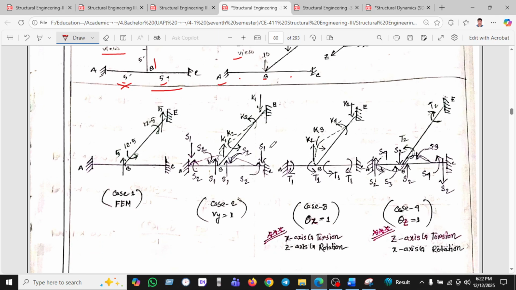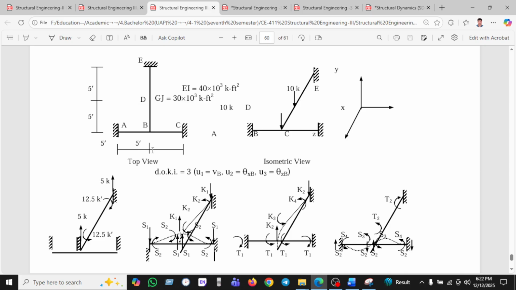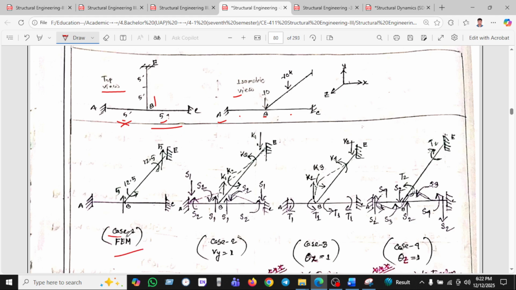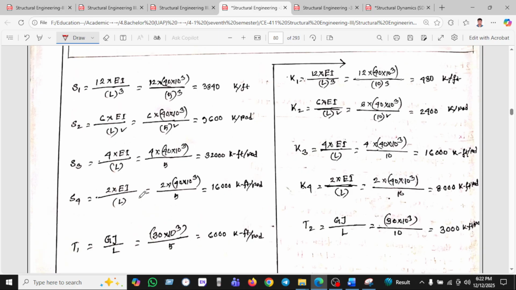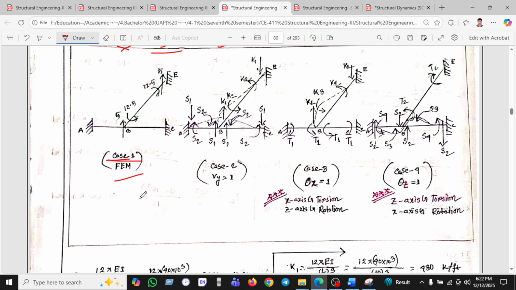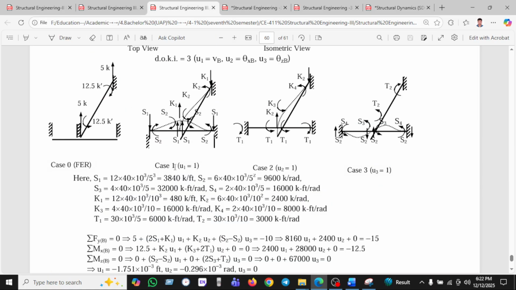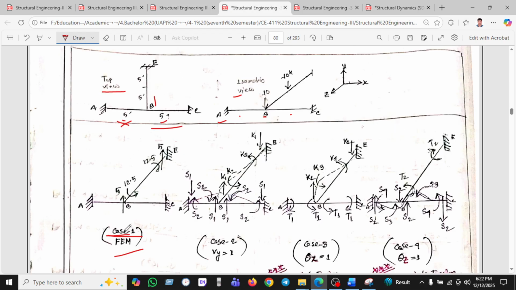Now we can see what will happen. As all the data is given, now we can calculate. In the first case we use the finite element fixed-end moment. What is the fixed-end moment? It is given by the data, as it is a point load. So it is WL by 12, and in this case we found 12.5 and 12.5. So the fixed-end moment is done.